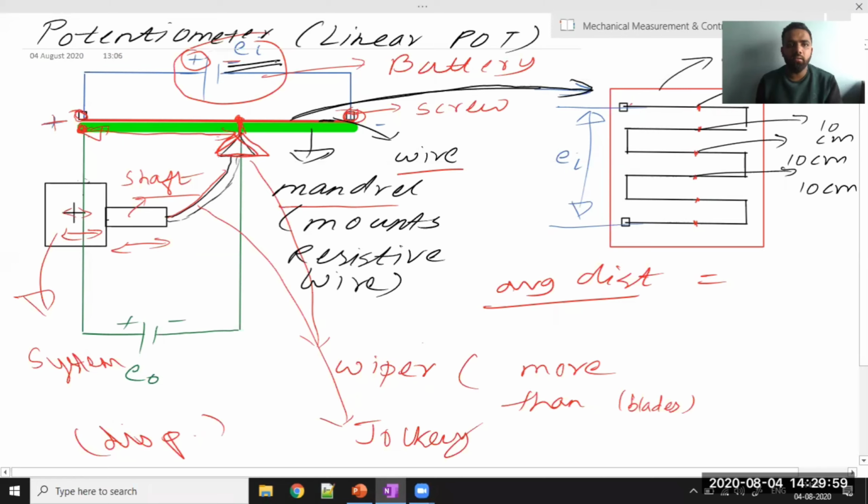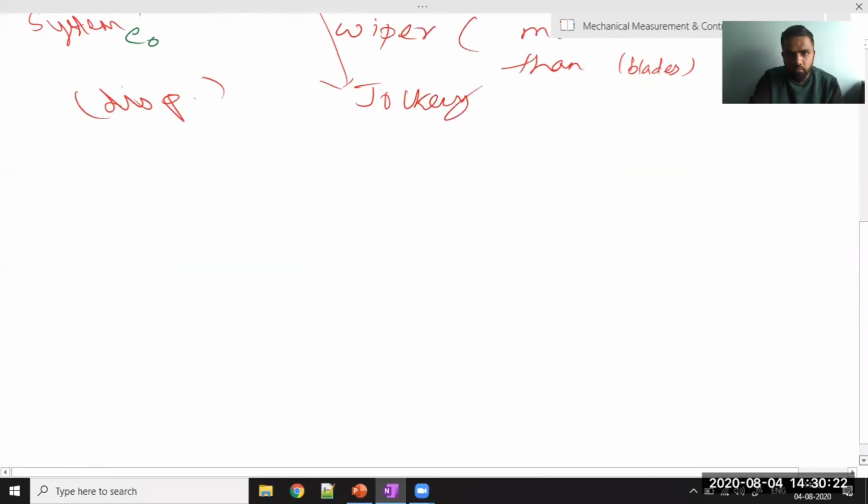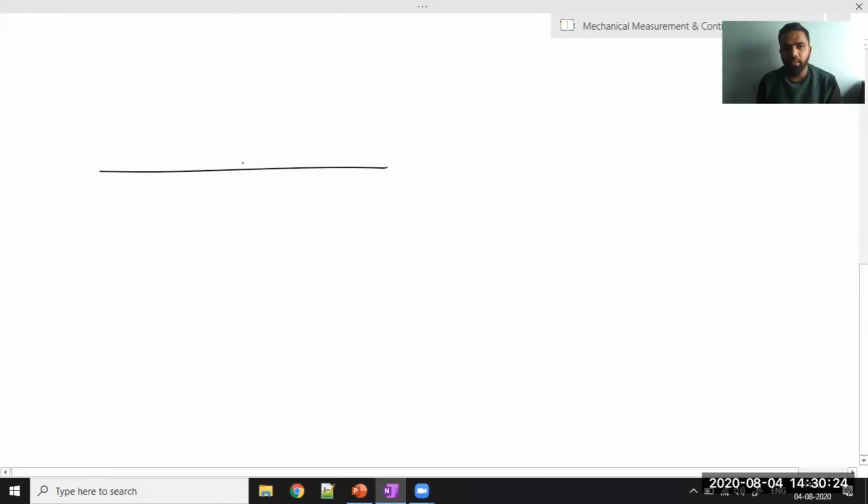This is my battery voltage, which will be my input voltage, right? This is my input voltage. And what happens when my wiper is at this position? Just look at what I'm trying to explain. Suppose this is my wire, and this is connected. The diagram might not be that proper, but still I have to draw this thing. Mashallah, this has come out properly.